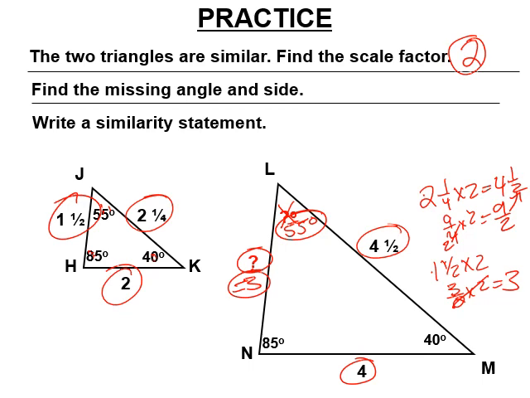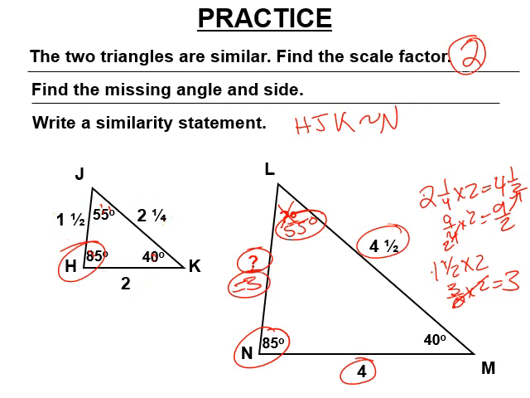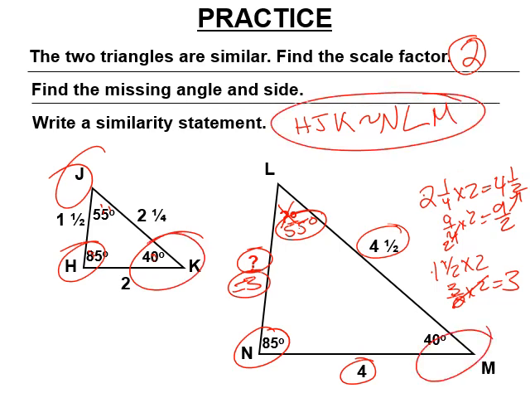Write a similarity statement. All right, so now everyone could get different answers here. So let's start with HJK. I skipped the letter I. All right, so I did HJK. So you have to write the letters in matching order, corresponding order. So matching H is N, right? It has to be in the same order. Matching J is L, and matching K is M. So you would read that as triangle HJK is similar to triangle NLM.